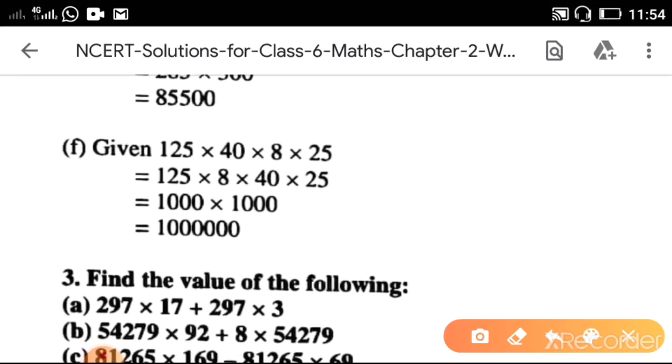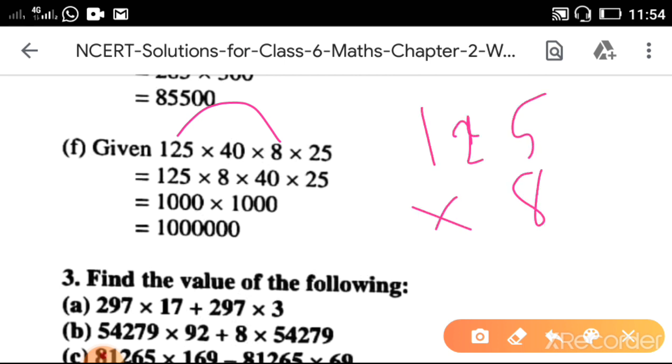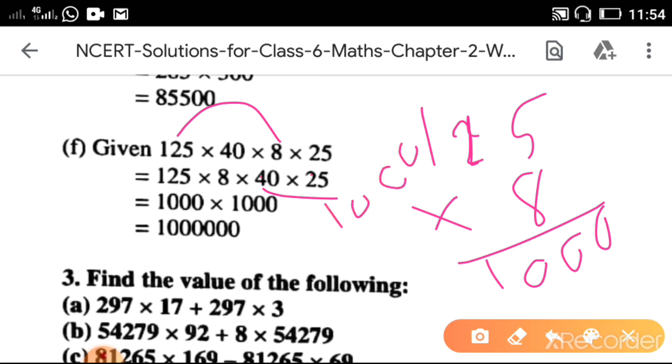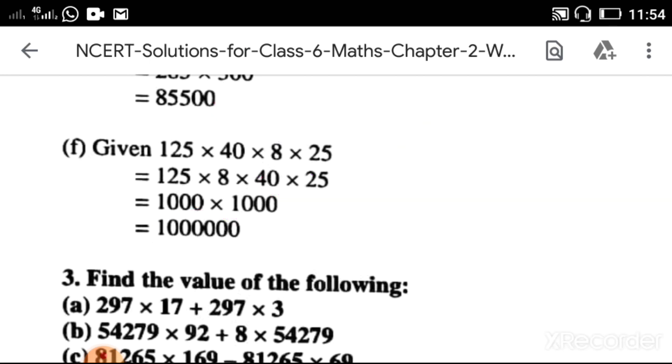E, homework. D. Now 125 into 8. I think in question number 2 we have seen the multiplication of these two numbers is 1000. 40 into 25. You can see 25 fours are 100. So 25 into 40, it will be 1000. Now multiply these two numbers.